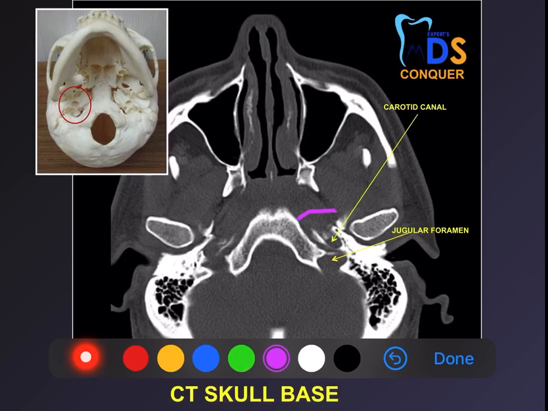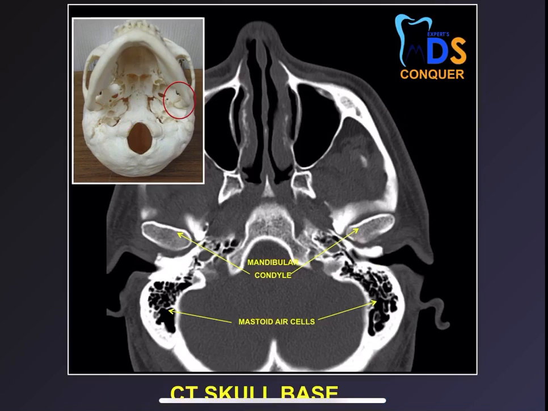This is the carotid canal, which appears darker grey in color, and this is the jugular foramen. If you see the same on the CT, it looks like that. And for our interest, that is the mandibular condyle.